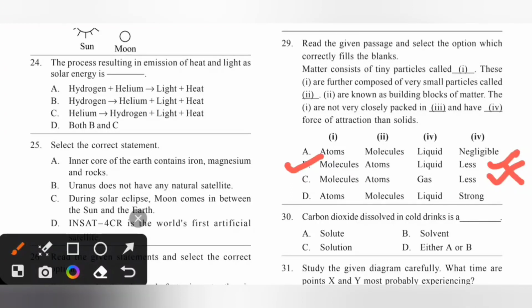30. Carbon dioxide dissolved in cold drink is a dash. A solute, B solvent, C solution, D either A or B. So carbon dioxide dissolved in cold drink is a solute. So option A is the correct answer.